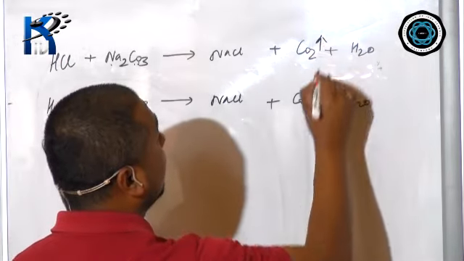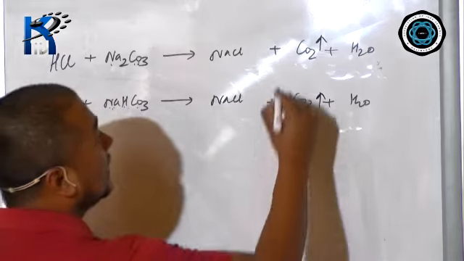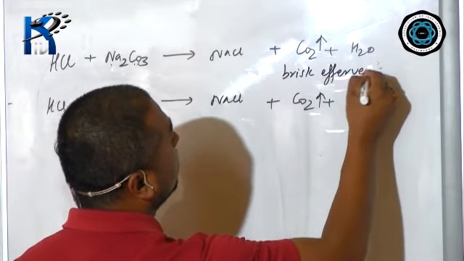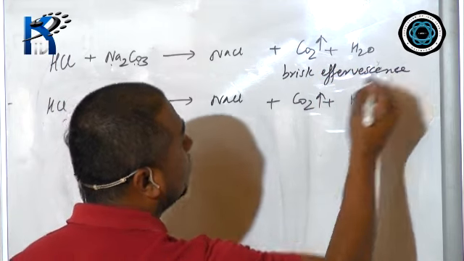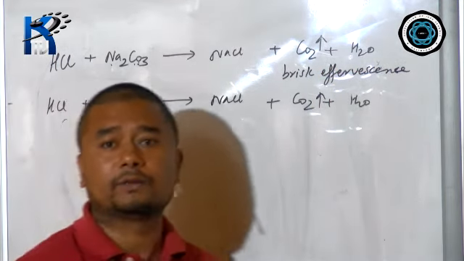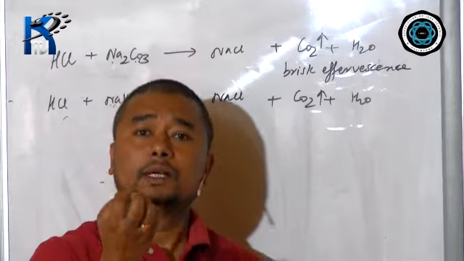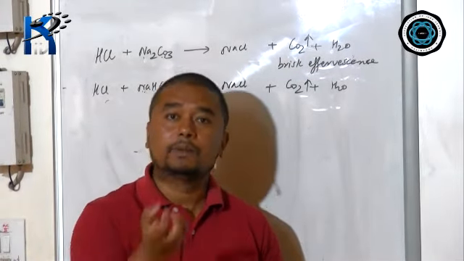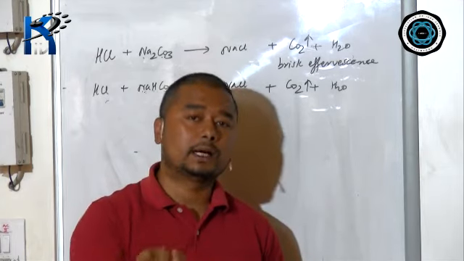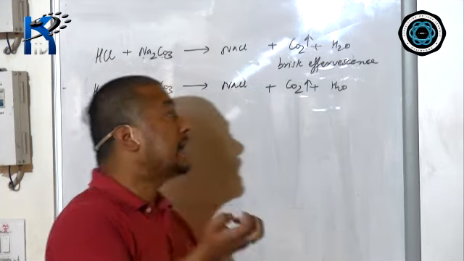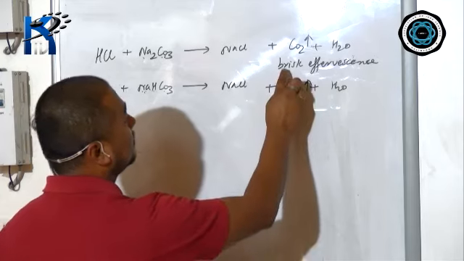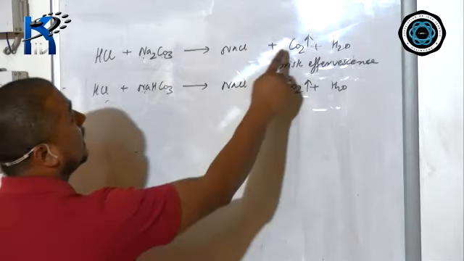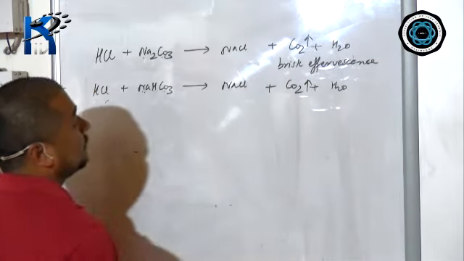And this carbon dioxide is a gas, and it gives brisk effervescence, the bubbles coming up. If you have seen cold drinks like Coca-Cola or Fanta, bubbles come up, and that is actually carbon dioxide. In aerated water drinks, bubbles come up, that is carbon dioxide. And those bubbles are known as brisk effervescence. So always remember, carbonate gives carbon dioxide, which has brisk effervescence.